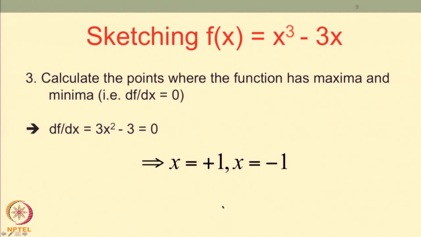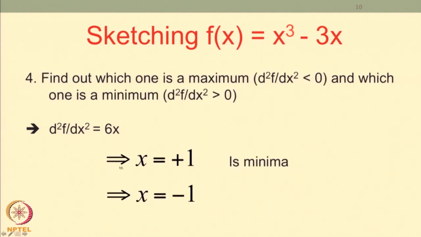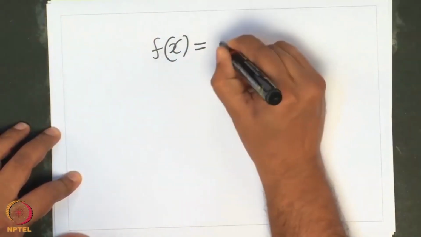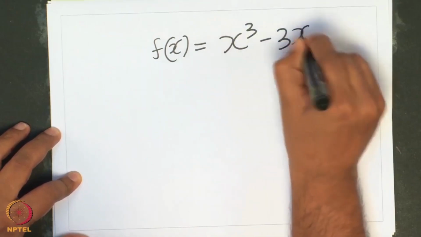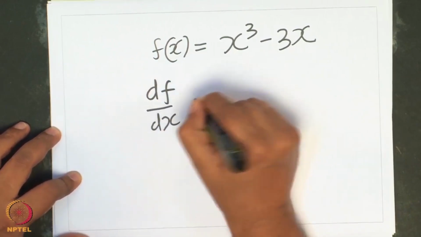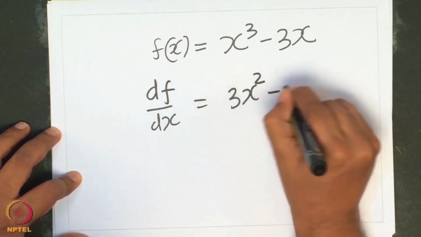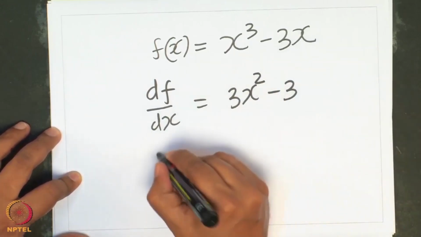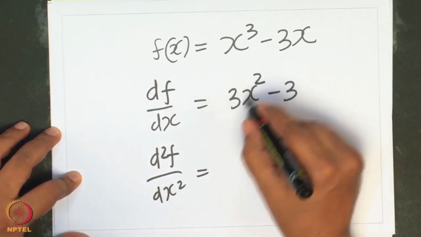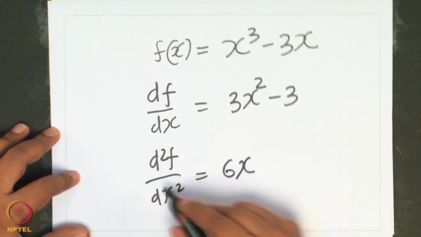So, these are the 2 turning points, and you calculate the d square f by dx square at these turning points. Let us quickly look at this d square f by dx square. You have f of x is x cube minus 3x, and df by dx, the first derivative, is 3x square minus 3. The second derivative, d square f by dx square, is the derivative of this, which is 6x. So, the second derivative is 6x.